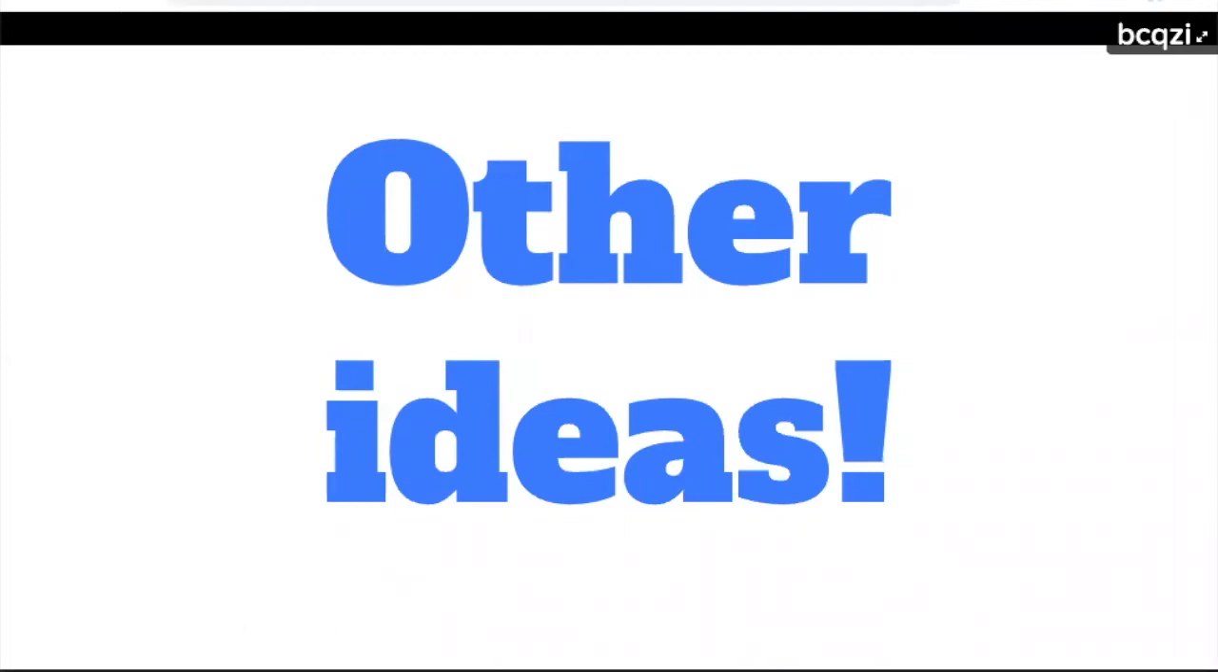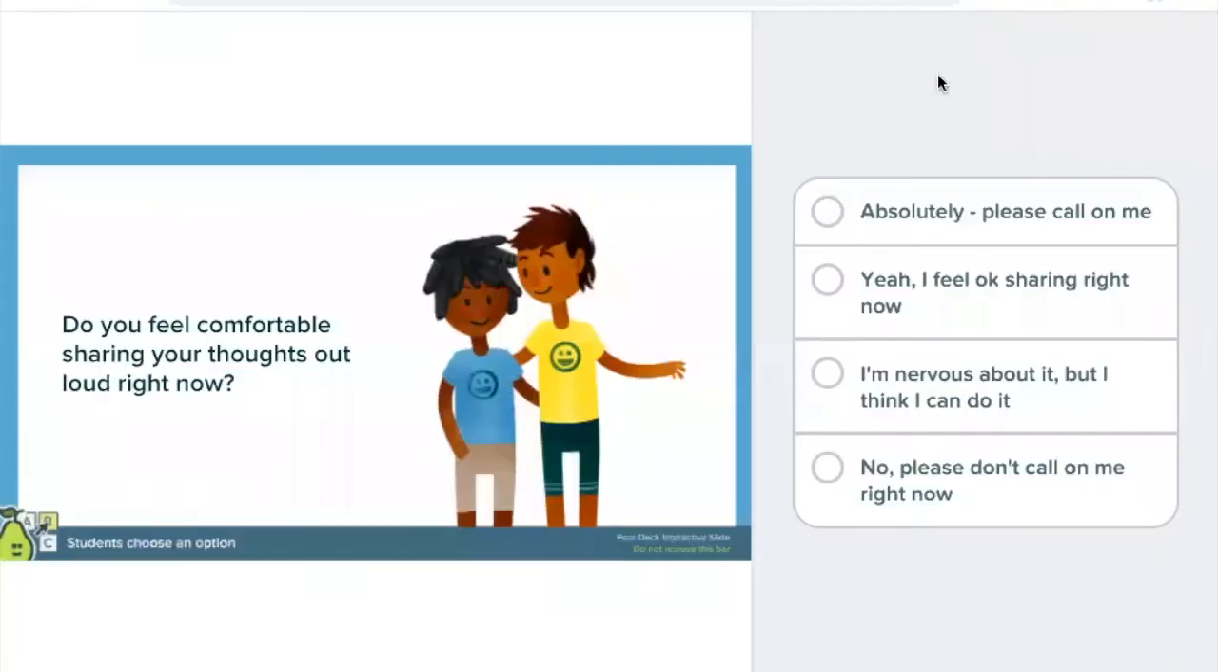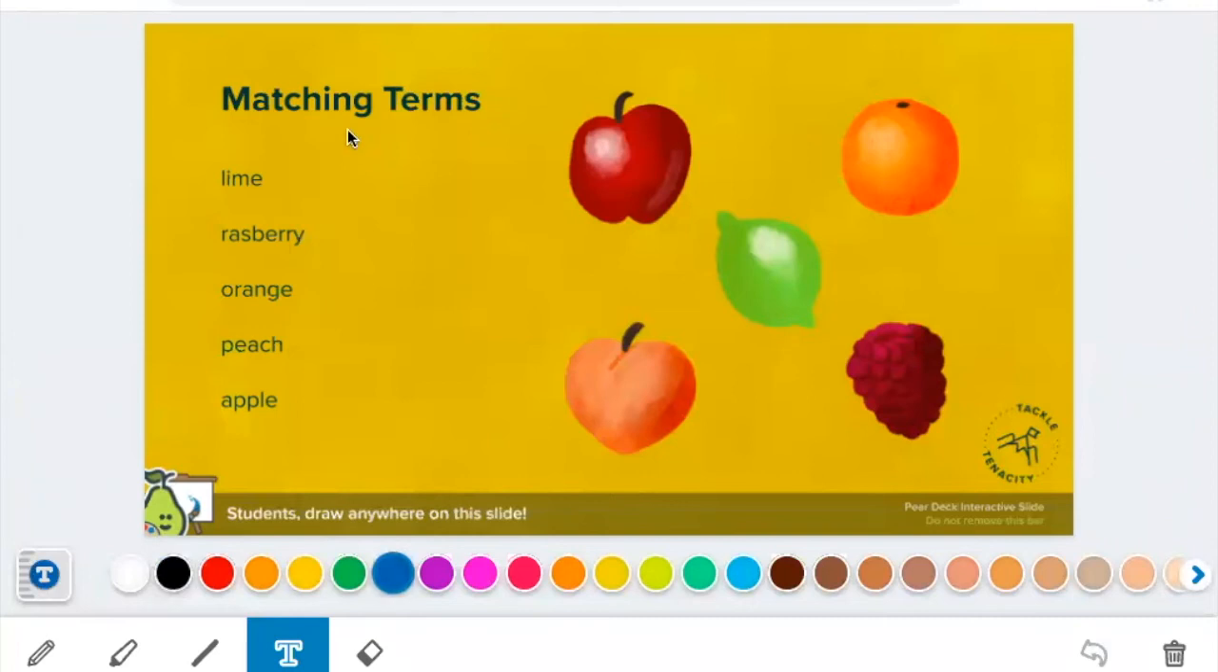Okay, so let me show you very quick ideas so that once we have shared, I can show you how to really create things. So this is a matching slide, and it's a drawing slide. So they can draw lines. Okay, so lime to lime, raspberry to raspberry. So thinking about lower grades, this is a really good one. Okay, so you can play with it a little bit if you want.